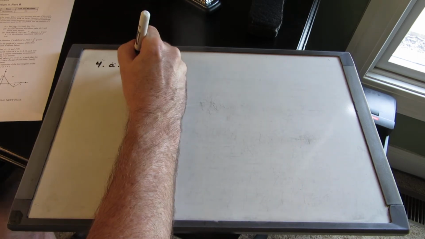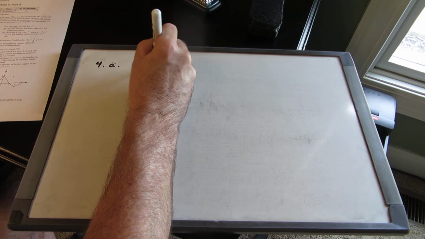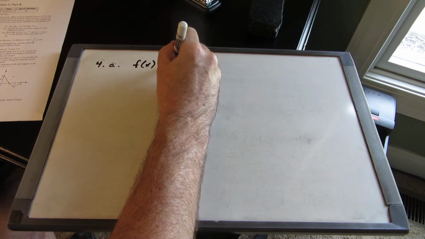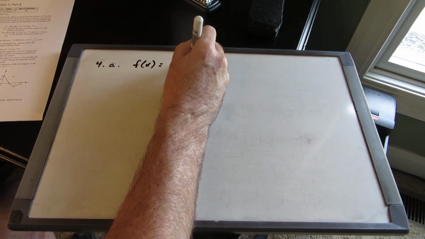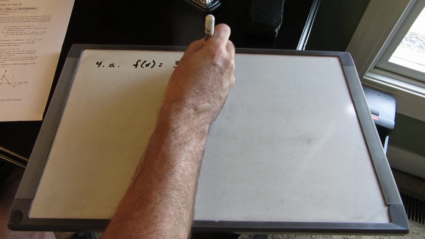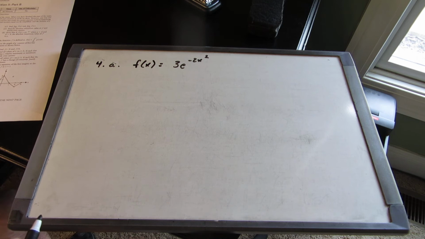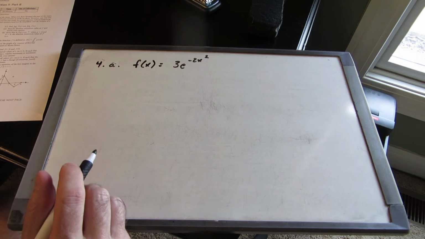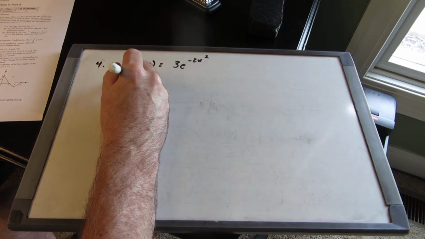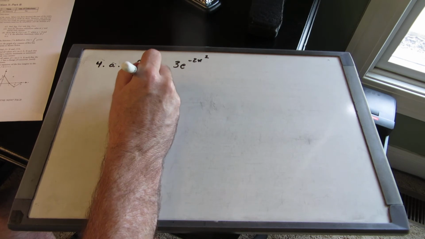So it says we have f of x is equal to 3e to the minus 2x squared. At what value of x, if any, does f prime of x equal 0? Well, let's just get f prime of x and set it equal to 0.